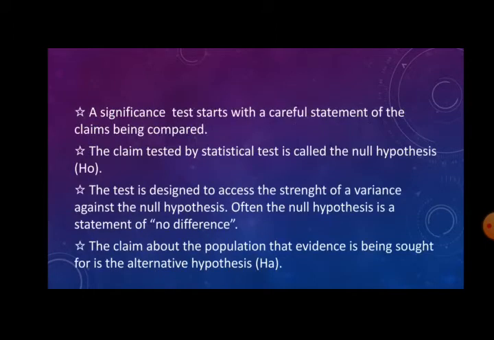A significance test starts with a careful statement of the claims being compared. The claim tested by a statistical test is called the null hypothesis, denoted by H0. The test is designed to assess the strength of the evidence against the null hypothesis. Often the null hypothesis is a statement of no difference. Initially, we assume the null hypothesis. Later, an alternative hypothesis is assumed, denoted by HA.